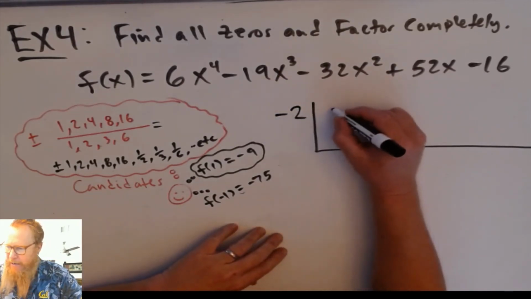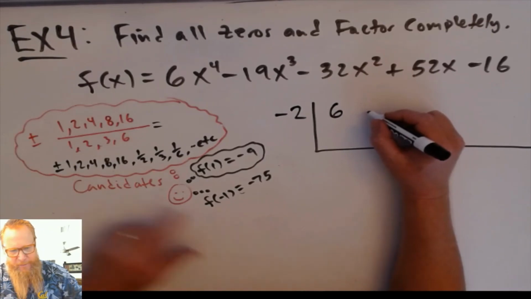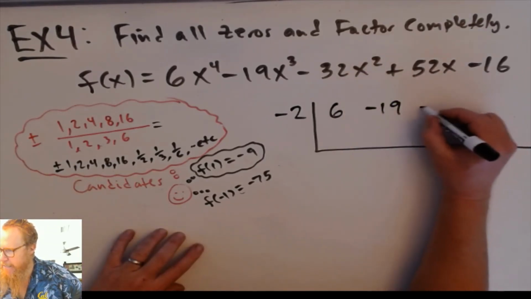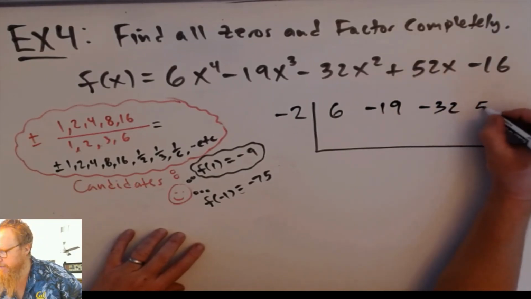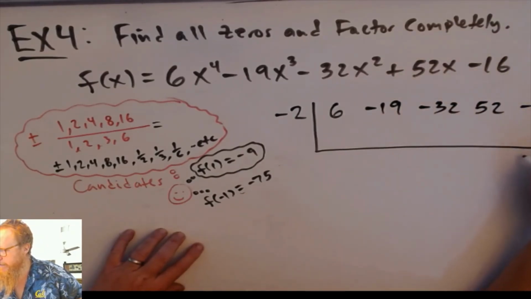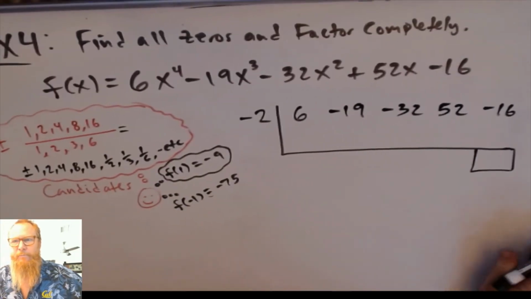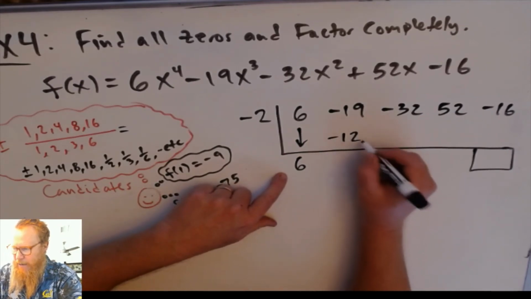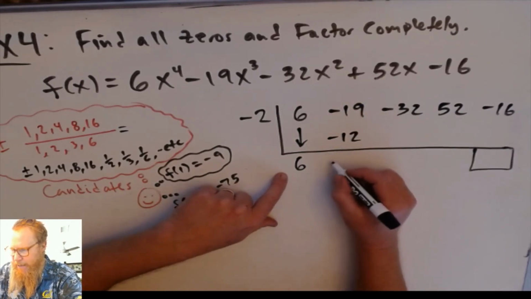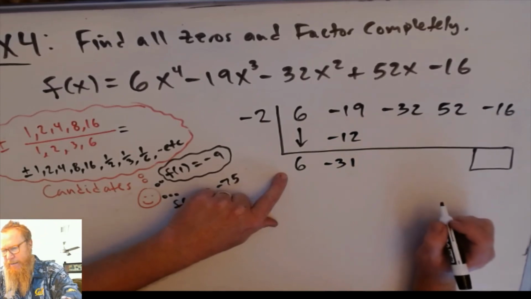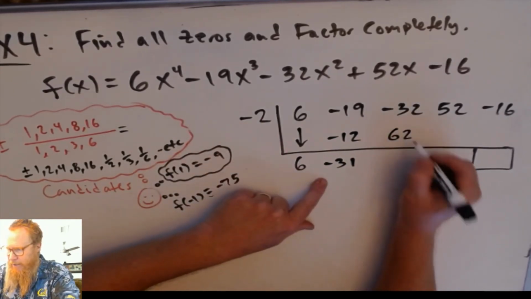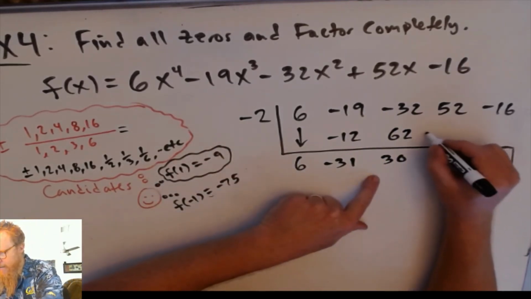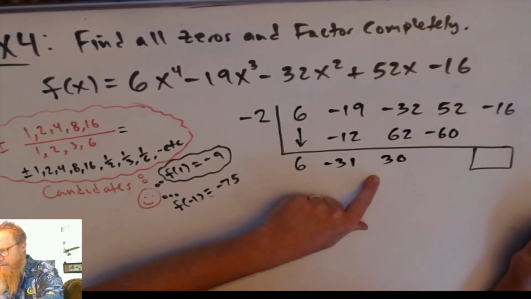All right. I've got a feeling about negatives, so let's try negative 2. I was going to go positive 2, but let's stick with negative 2. Negative 19, negative 32, 52, and negative 16. There's my remainder. All right, so negative 2 times 6 is negative 12. That'll be negative 31. That'll be 62. That'll be 30. Negative 60.